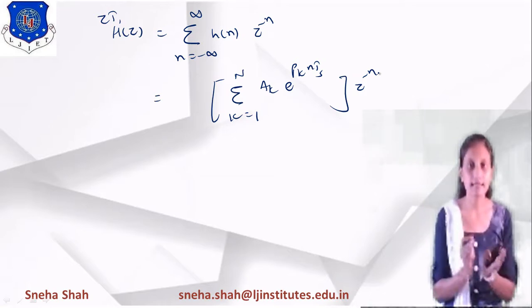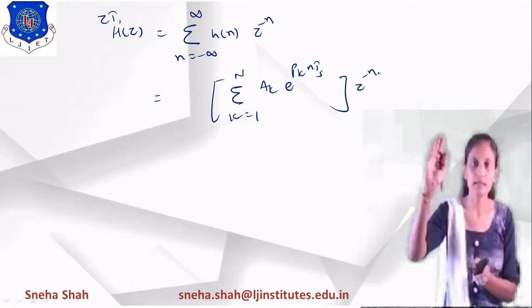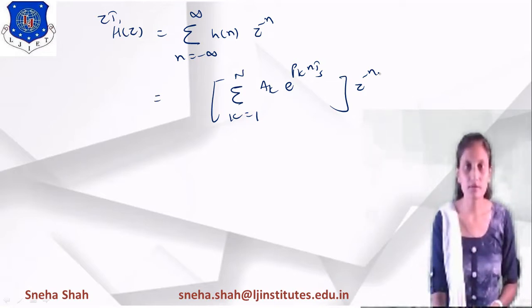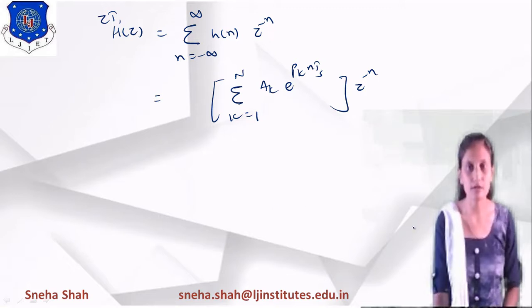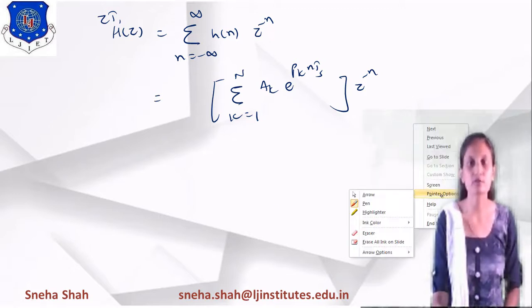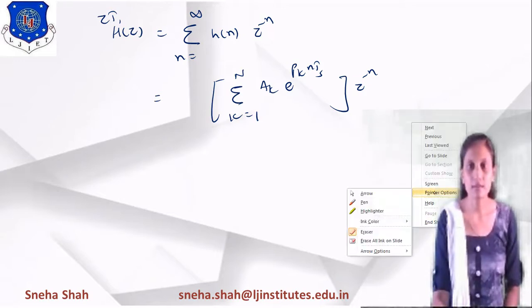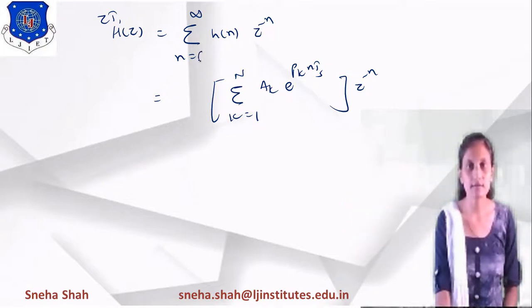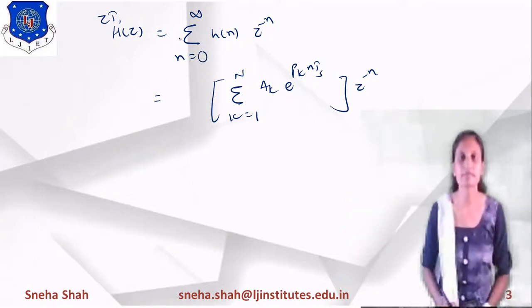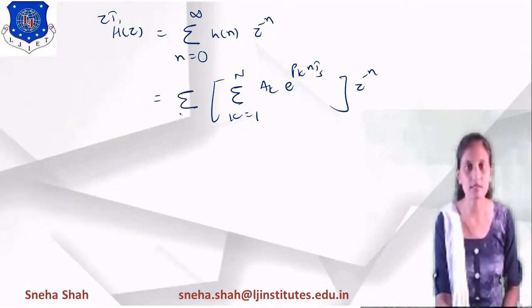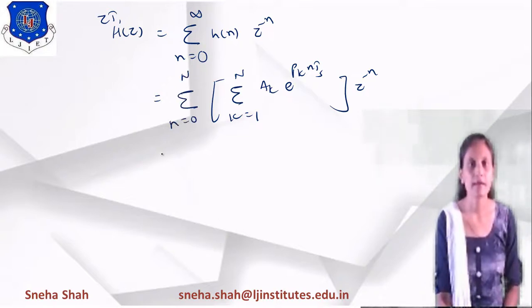We take from the present value to the past value. The future value is not included, because if we take the future value, the system becomes non-causal. So if we convert this into the form of a causal sequence, the range will be the summation from n equals 0 to infinity.